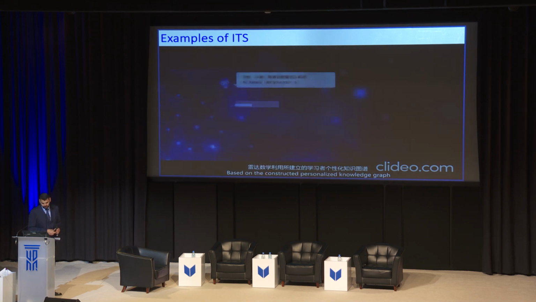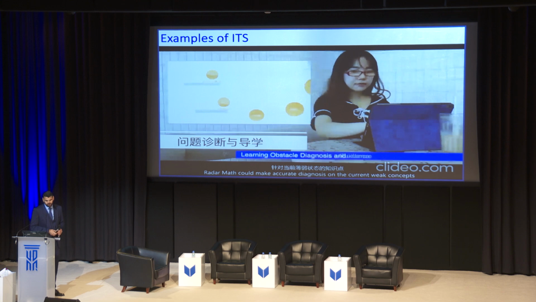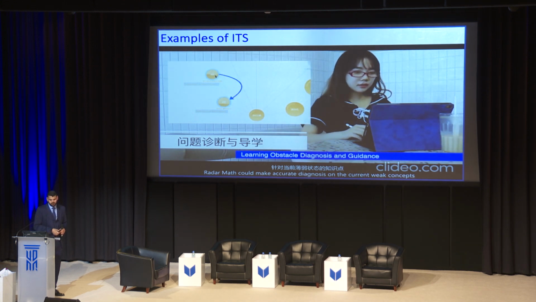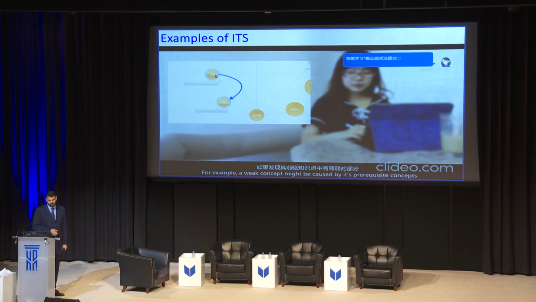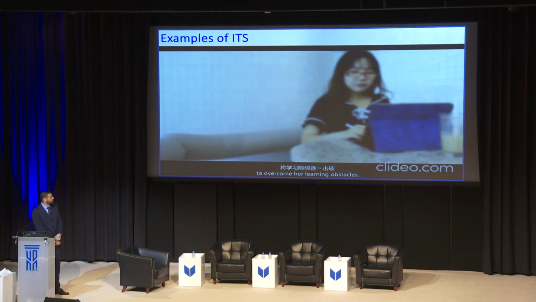Based on the constructed personalized knowledge graph, Radar Math could recommend to the learner the concepts she needs to learn. Radar Math could make an accurate diagnosis of the current weak concepts and trace their root causes. For example, a weak concept might be caused by its prerequisite concepts. The system could identify such root causes and accordingly help the learner overcome her learning obstacles.